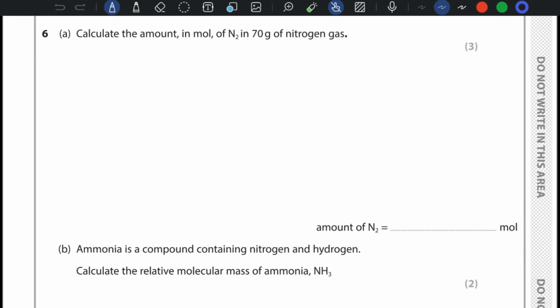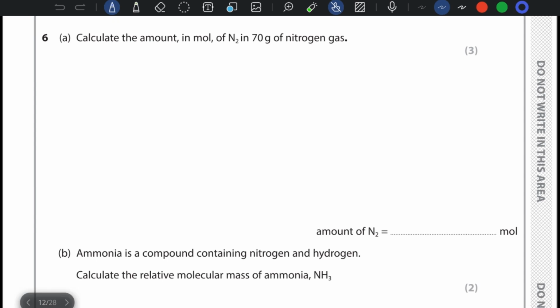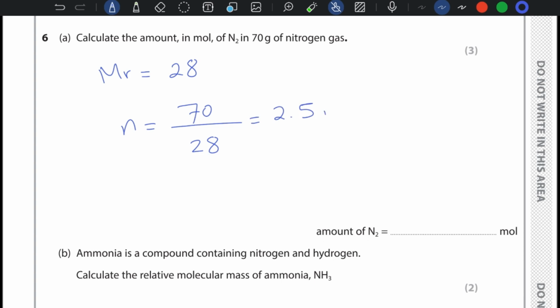Hello everyone, back to solving Question 6 from Unit 1, the first modular exam for IGCSE, or rather Edexcel. Calculate the amount in moles of nitrogen in 70 grams of nitrogen gas. At the beginning, we have to calculate Mr. Mr for nitrogen is equal to 28, 14 times 2. So the number of moles will be equal to 70 grams divided by 28. You remember that number of moles equals mass over Mr. So it will give 2.5 moles.